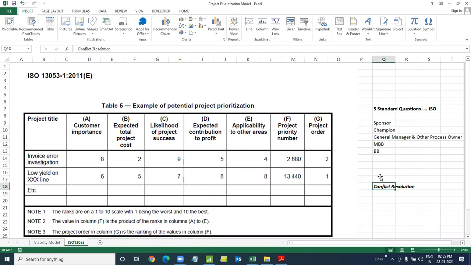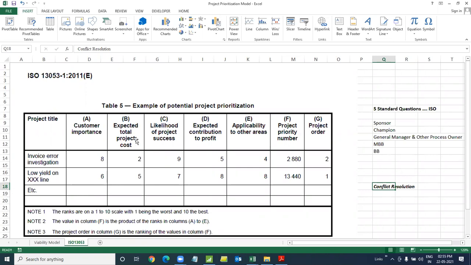So technically, as a team, we have to settle on a number or a rating based on the customer importance, given the customer, which one should be rated higher. So as a team, unanimously, we all agreed that this should get 8 on 10, and this got 6 on 10. So that's the one which we answered the first question.